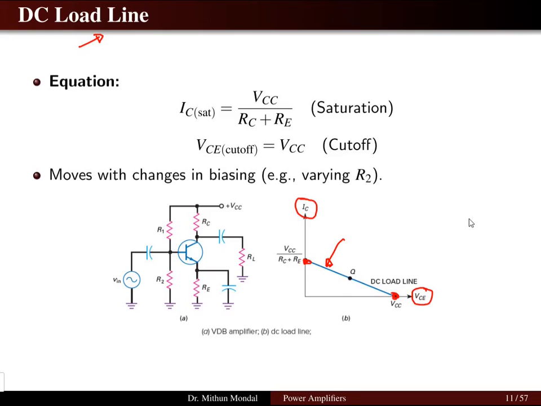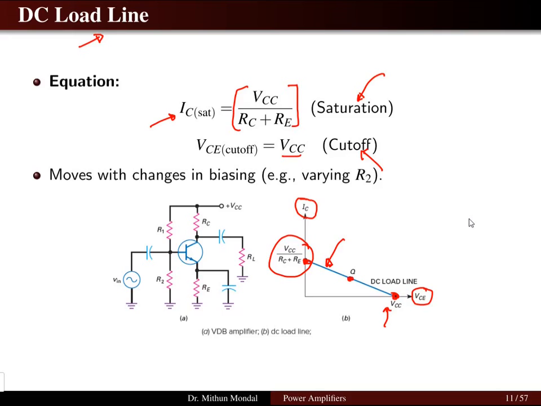One point is known as the saturation and the other point is known as the cutoff. So at the saturation point, what is basically the collector current? This is the maximum collector current that can flow in the transistor, which is given by VCC divided by the total resistance of the collector and the emitter, whereas the maximum voltage that can be applied across collector-emitter is the cutoff, which is the collector voltage.